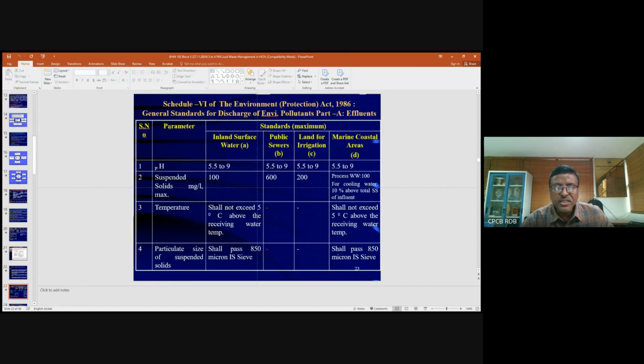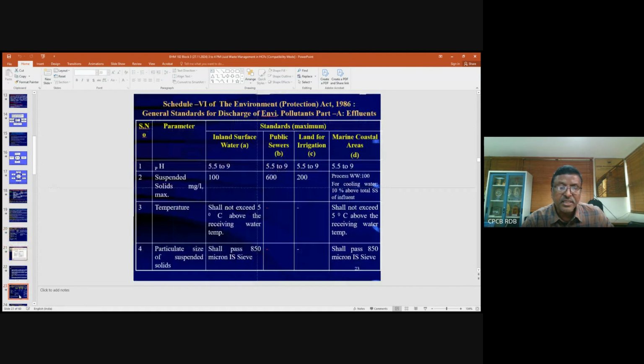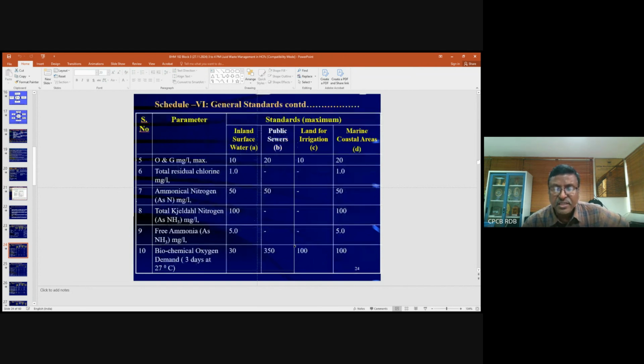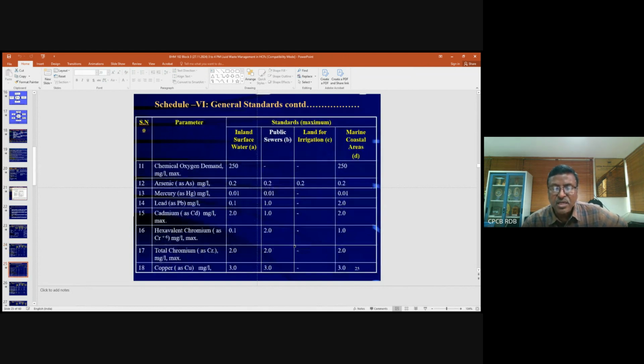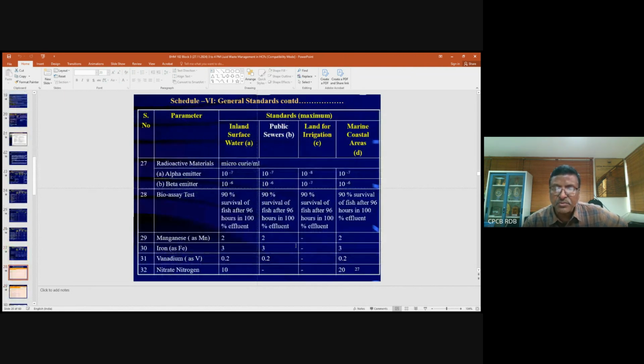These are all the standards. Healthcare facilities which are not connected with a terminal sewage treatment plant have to meet these standards before discharge into any body, like inland surface water, public sewers, land for irrigation, or coastal waters. They have to meet these norms. This is a must. Therefore, healthcare facilities should have proper treatment facilities. Then only can they discharge the wastewater. Otherwise, it is not possible to meet this requirement. They have to have proper treatment and disposal methods.